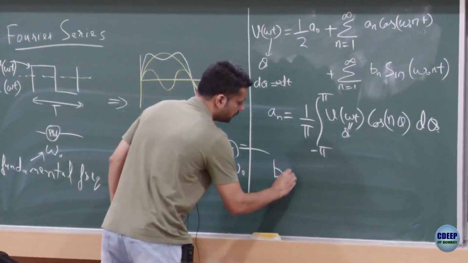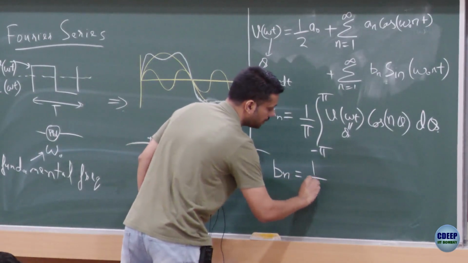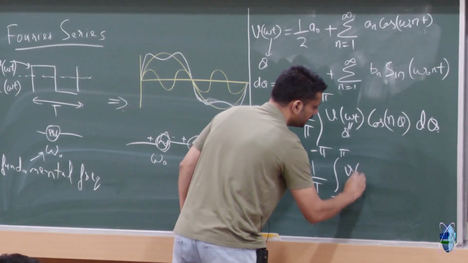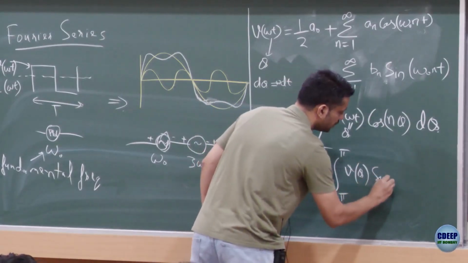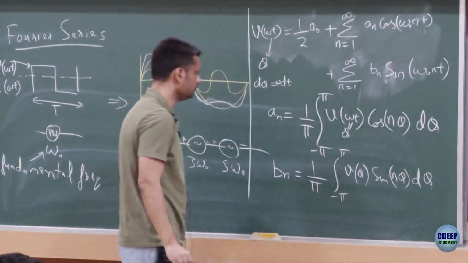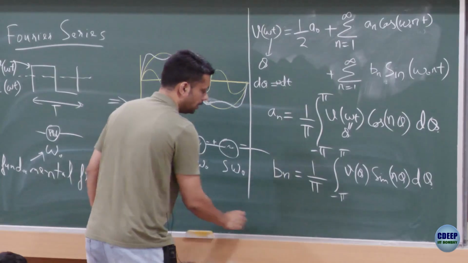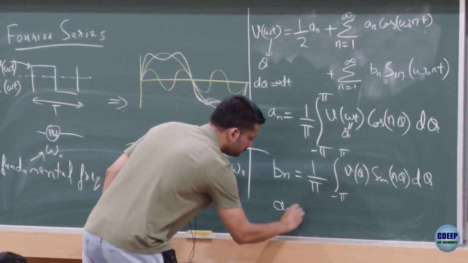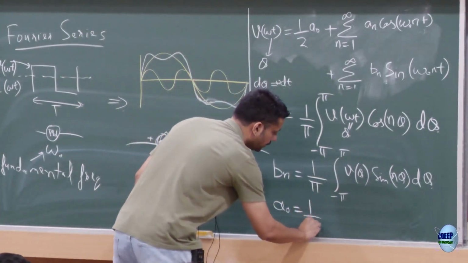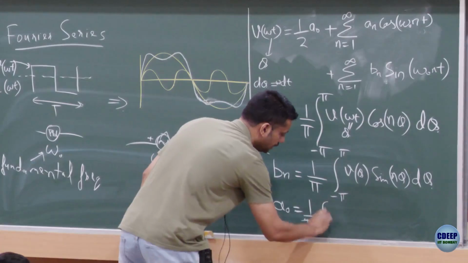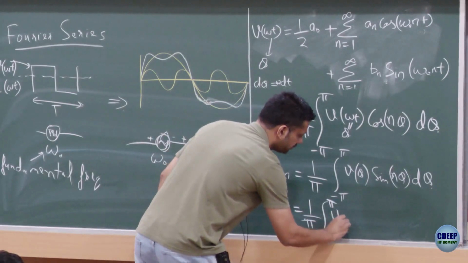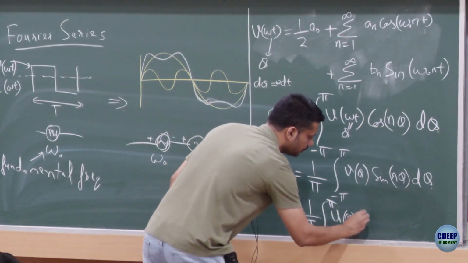Similarly, you can write B n is equal to 1 upon pi, integral going from minus pi to plus pi, V of theta into sine of n theta into d theta, and you can write A naught is equal to 1 upon pi, integral from minus pi to pi, V of theta into d theta.